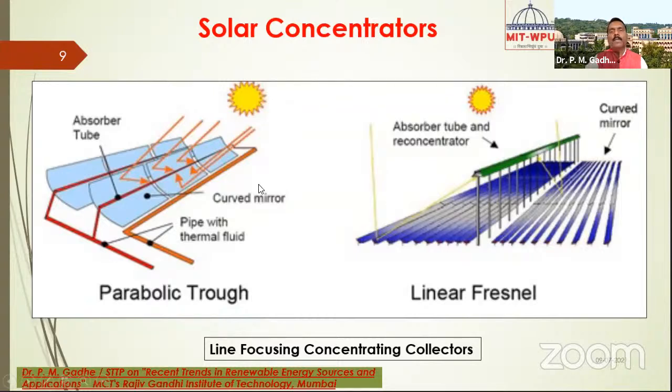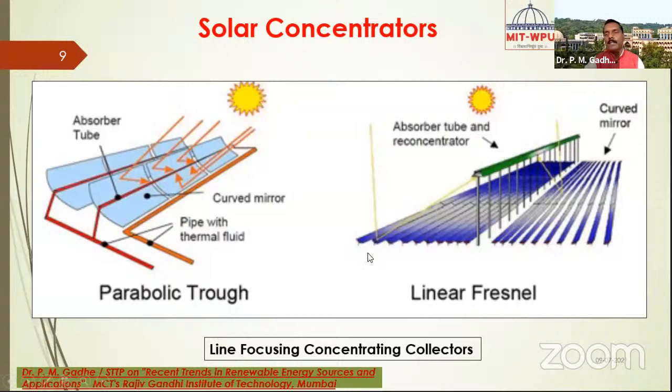So the Fresnelization of the mirrors has been done, and it is mounted on the ground. So these are the mirrors, and when it will focus the light on the receiver, it will act as the total parabola. And this mirror, single mirror, that is the line mirror, are tracked according to the movement of the sun. Here also the parabolic trough is tracked, single axis tracking is there. So according to the apparent movement of the sun, the parabolic trough is tracked.